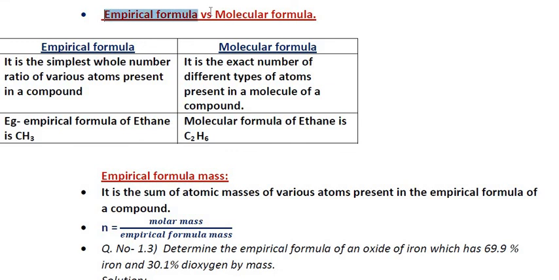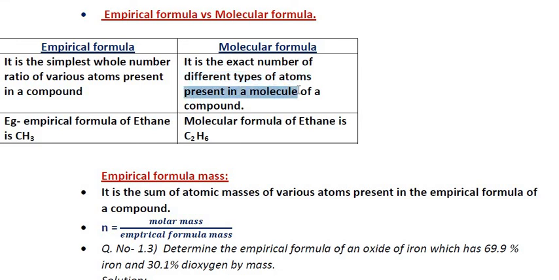Empirical formula versus molecular formula. First of all, we will have to find out and understand what is the difference between empirical formula and molecular formula. So empirical formula is the simplest whole number ratio of various atoms present in a compound. Okay, simplest whole number ratio. And then what is molecular formula? It is the exact number of different types of atoms present in a molecule of a compound.